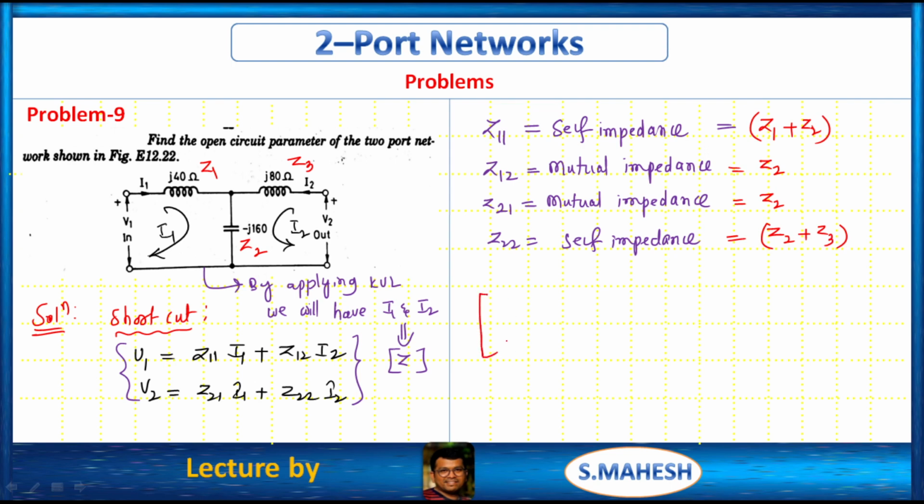Therefore, the Z matrix: Z11 is j40 minus j160, which is minus j120. Z12 or Z21 is minus j160. Z22 is minus j160 plus j80, that is minus j80. That's it. These are the open circuit parameters of this circuit. This is the shortcut. If you have any doubt, go through the conventional method. That is open circuit output port in case 1, and like that, open circuit input port, we will get Z11, Z12, Z21, Z22. By default, this is the shortcut for this method. That's all for problems based on two port networks.